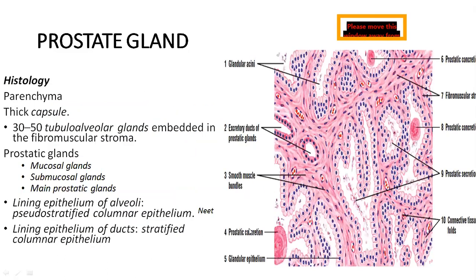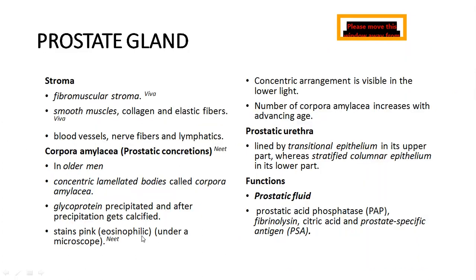And this corpora amylacea, you can see what color it takes in H&E stain. It takes a pink, eosinophilic color under the microscope. The concentric arrangement is visible even in low magnification. The number of corpora amylacea increases with advancing age.